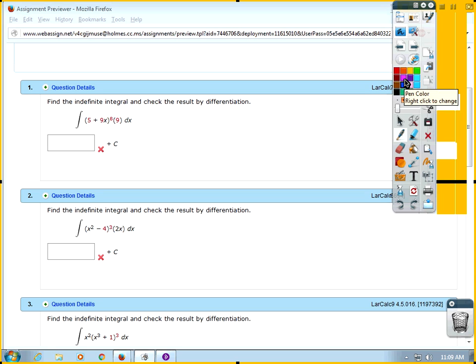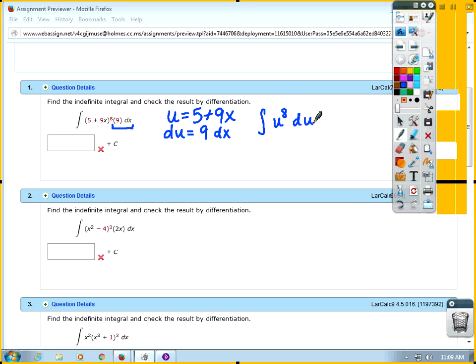Okay, so we're doing some u substitution here. You're always going to look for your inside function, and that's going to be your u. In this case, my u is 5 plus 9x. My du would be the derivative of 9x, since the derivative of 5 is 0. So that's 9dx. And if you notice, we have the exact du already in our function. So I'm just going to rewrite my integral as the integral of u to the 8th du.